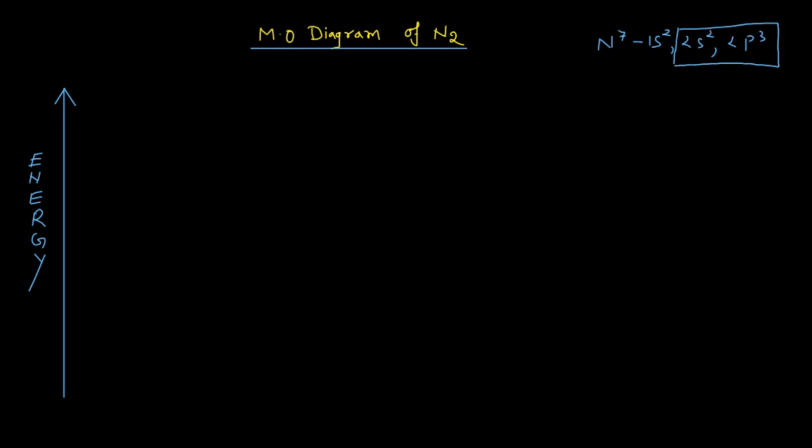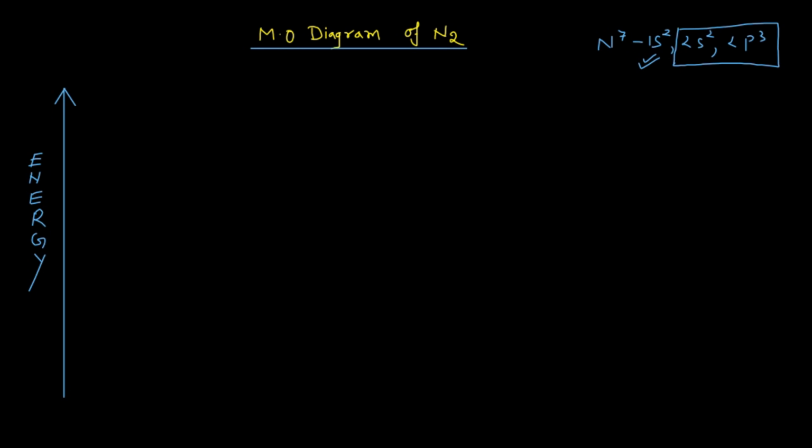Since I don't have that much space, I will start my diagram with the 2s of the nitrogen, right? I will not draw the molecular orbitals for the 1s orbital. This will not make any difference in the calculation of the bond order or the magnetic properties, because these are the core electrons and they have nothing to do with the bond order and your magnetic properties, right? So I am not drawing this one. If you want, then you can draw, right?